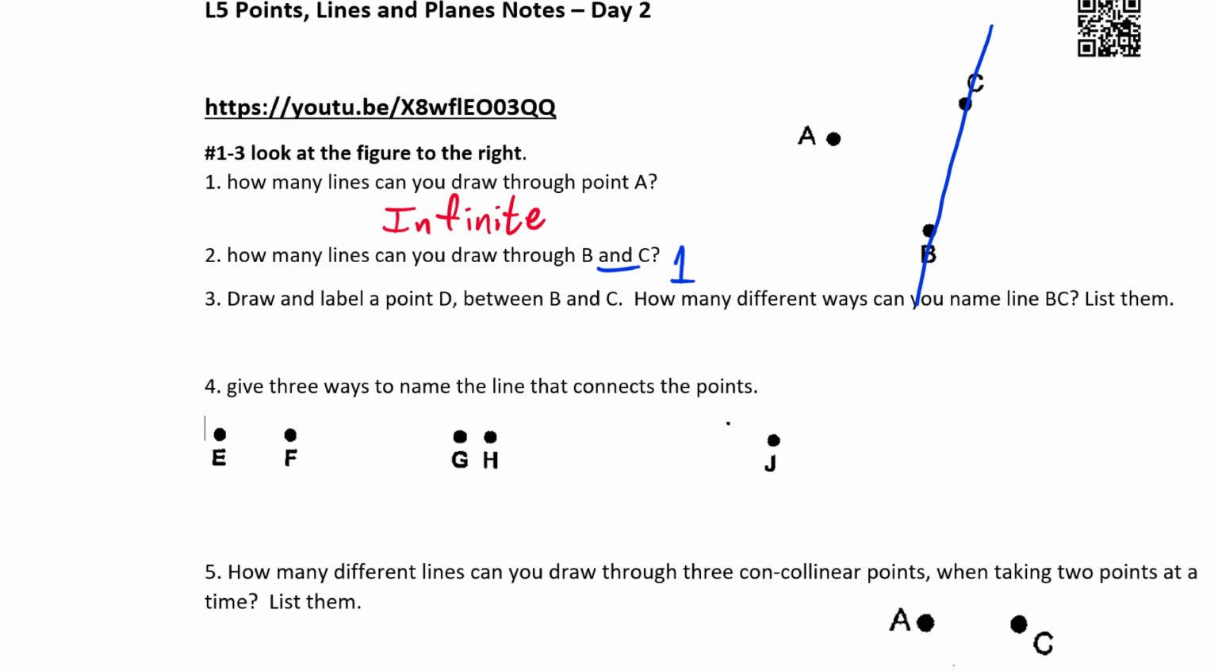Now, number 3 says draw and label point D between B and C. So what I'm going to do is put B and C, and then put a point D between there. Now the question is, given those 3 points being named, there's an infinite number of points on that line, but those are just 3 that we're calling out, 3 that we're naming. How many different ways can we name it and list them? So we're going to do that.